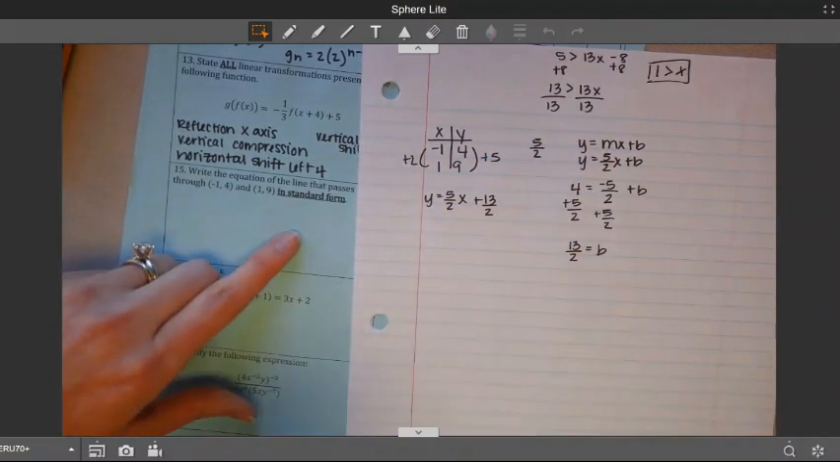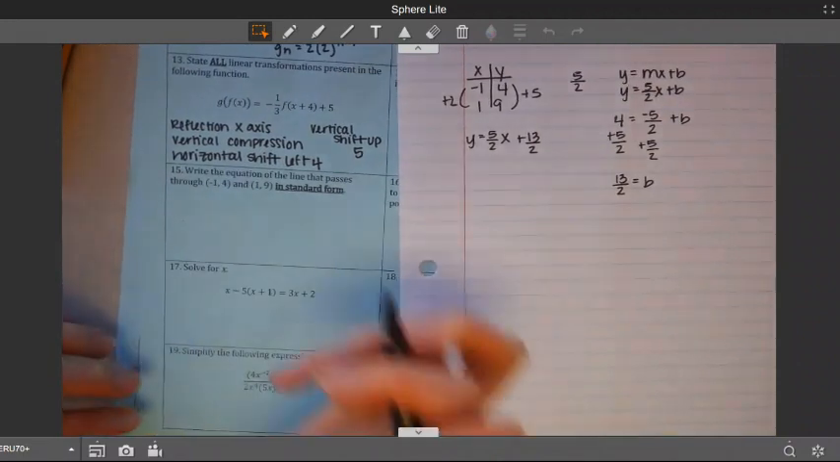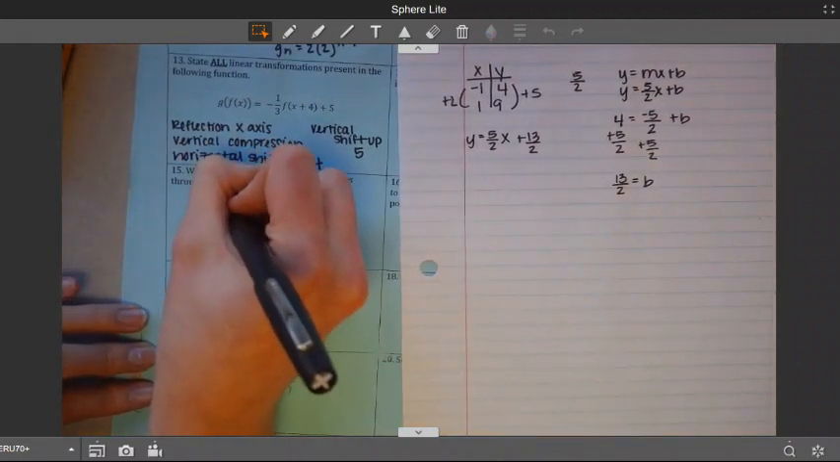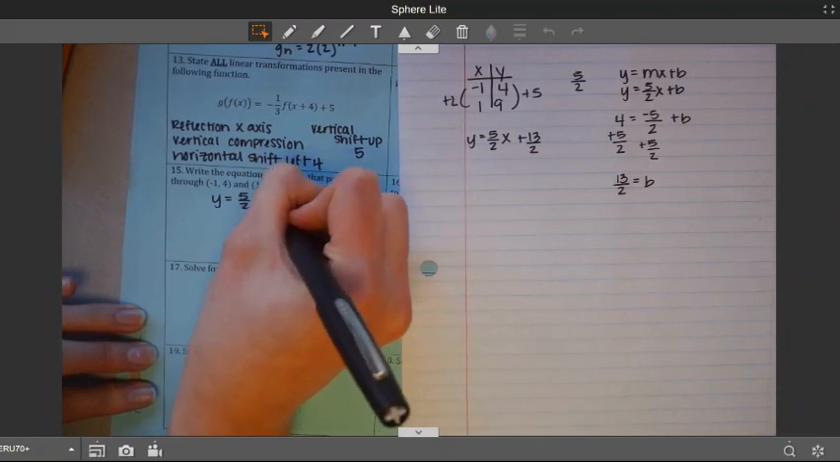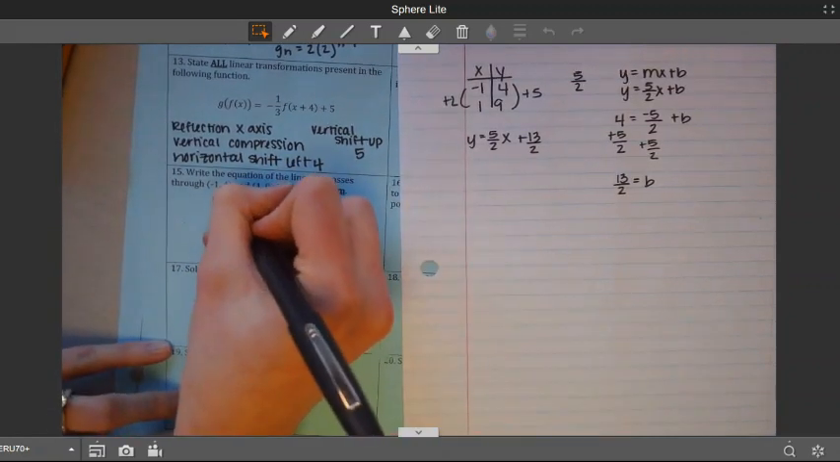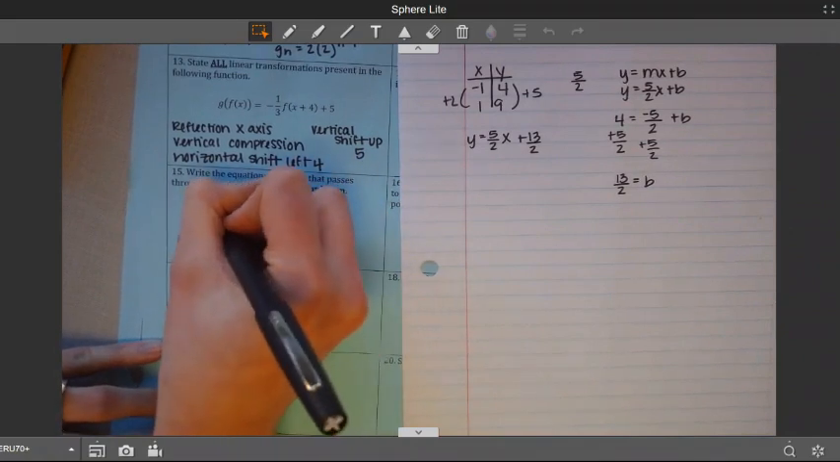But this is not what I asked for. I asked for standard form. So I'm going to change it to standard form. To do that, I want my x and y on the same side, so I subtract 5 halves x.